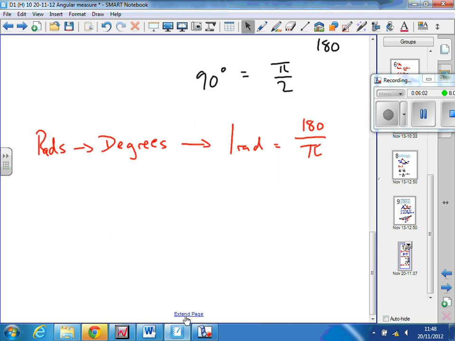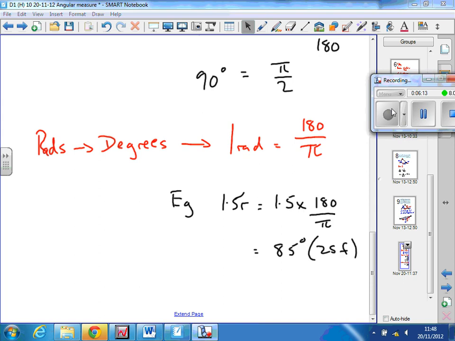For example, 1.5 radians is, answer 85 degrees to 2 significant figures. It's common with these things to round to the nearest degree. We're not often interested in parts of a degree. Sometimes you are, but it depends on the scenario, but often nearest degree will do. So 1.5 radians is 85 degrees, near enough.